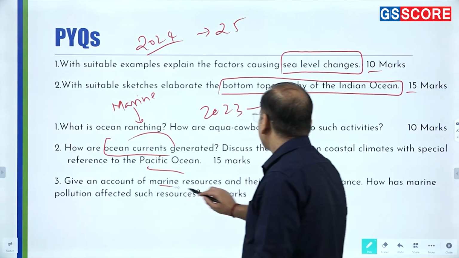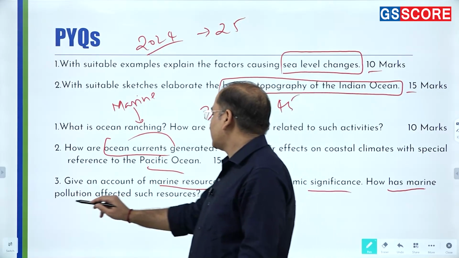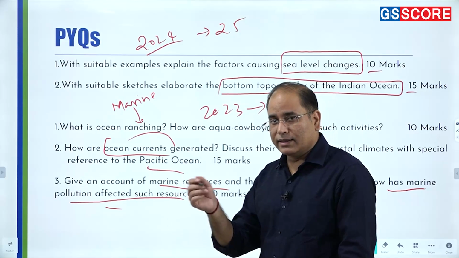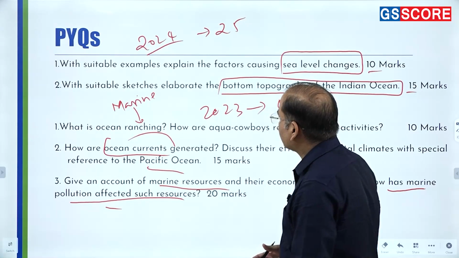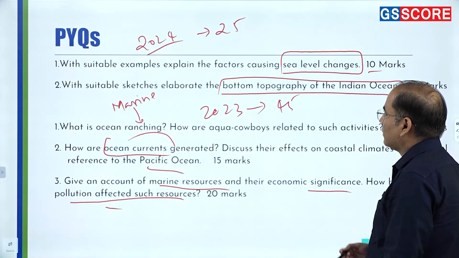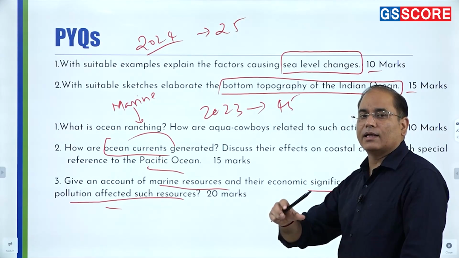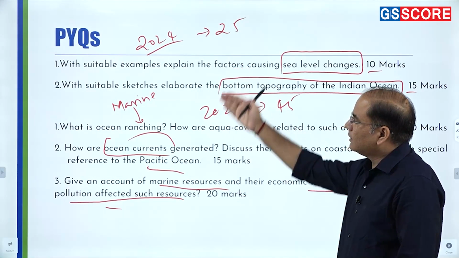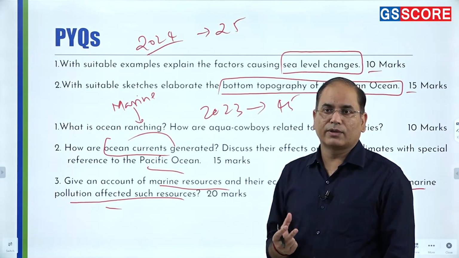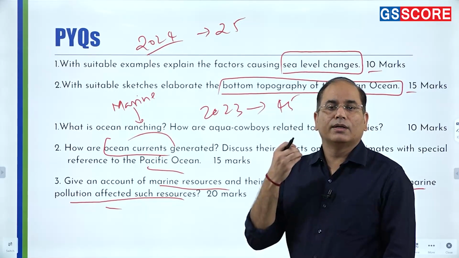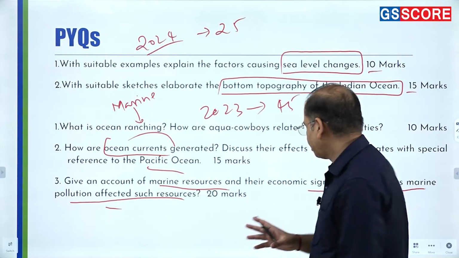Give an account of the marine resources and their economic significance. How has marine pollution affected such resources? So again, the topics of marine resources and marine pollution. Pollution and resources was the topic from which the question was asked. This question you can say is a little bit applied, but other than this, the majority of the questions are direct. So oceanography एक ऐसा area है जहां से आपको direct question मिलेंगे if you have completed the syllabus properly.